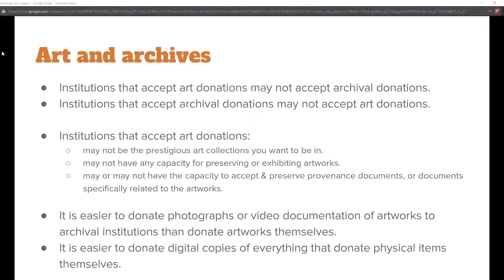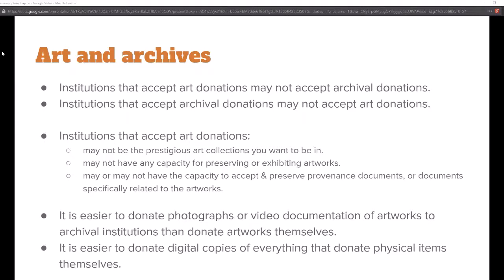Again, we're going to come back to this problem of art. You have artworks that are sitting with your records. You may want to donate them somewhere. Institutions that accept art may not accept archives. Institutions that accept archives may not accept art. I always think that you should sell that art or donate that art first and foremost. It's good for you. It's a win-win.